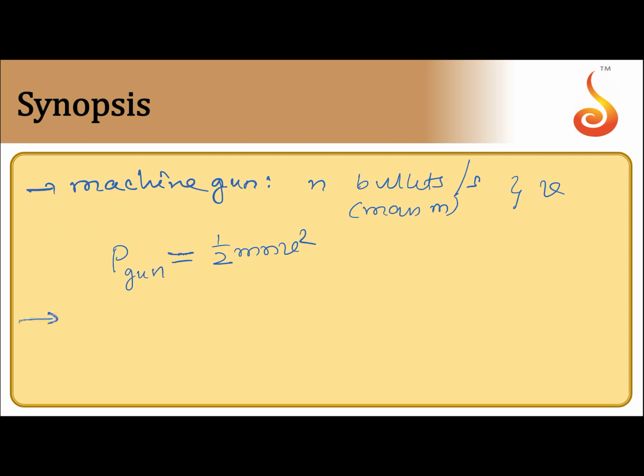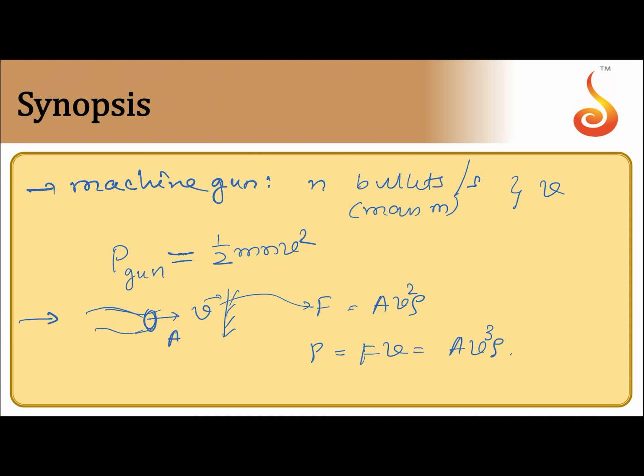Consider one more case. Let us consider a pipe from which water is coming out with velocity v, cross-sectional area being A, and it strikes a wall. Then the force exerted by the water on the wall is given by A v square rho. You have done it while doing laws of motion. And the power of the water is nothing but Fv, that becomes A v cube rho.